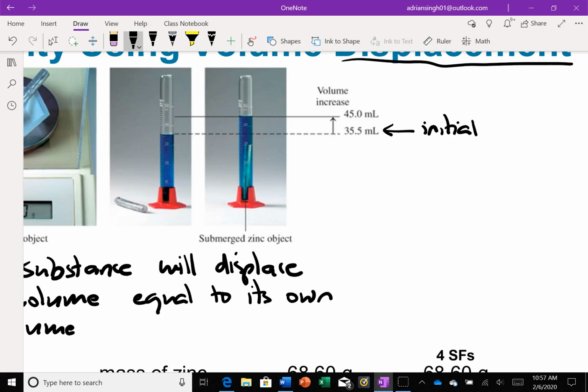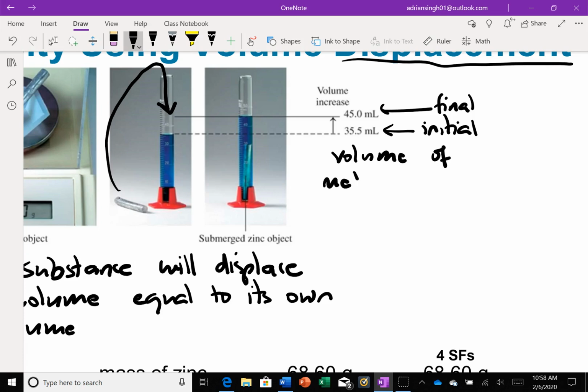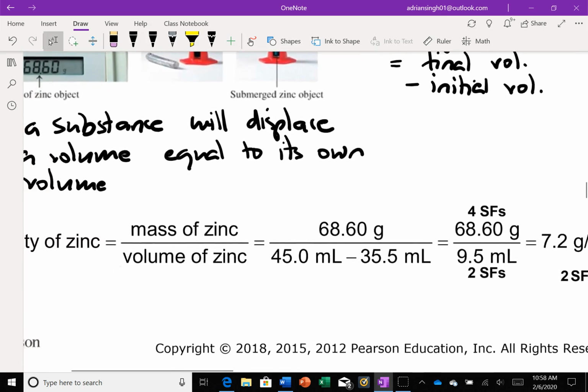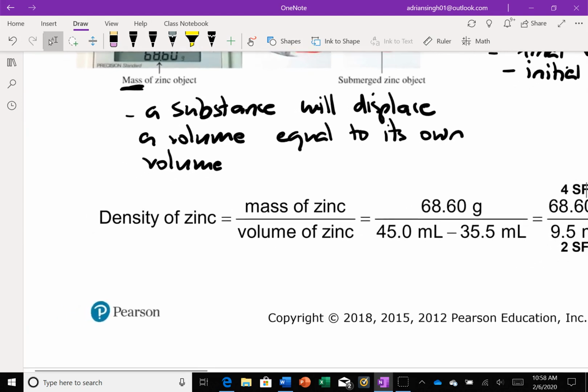And then we take our metal cylinder and add it into the graduated cylinder. And as a result, the level of the liquid goes up, and we can measure what that final volume is. So then the volume of the metal cylinder, we can calculate that by doing a simple subtraction, and that is equal to the final volume minus the initial volume.